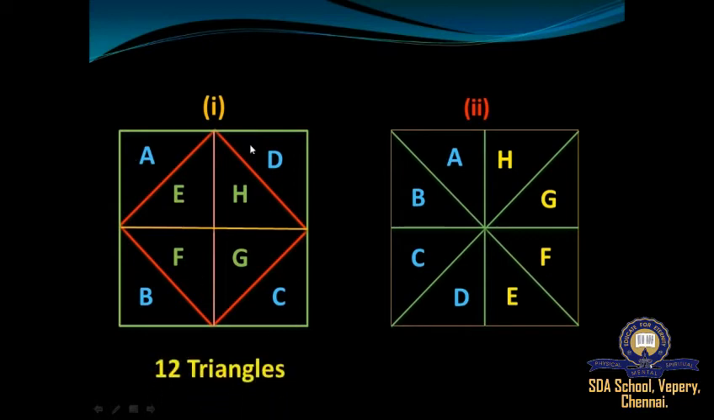Understood, students? A, B, C, D, E, F, G, H form 8 different triangles and the combinations of E, F, F, G, G, H and E, H form another 4 different triangles. So when I add 8 plus 4, I get 12 different triangles. Understood, students? Now I'll move to the second figure.